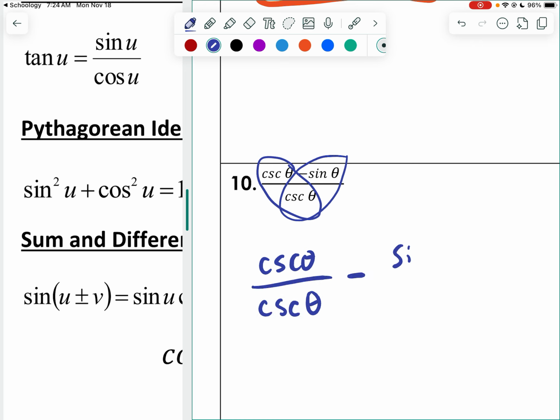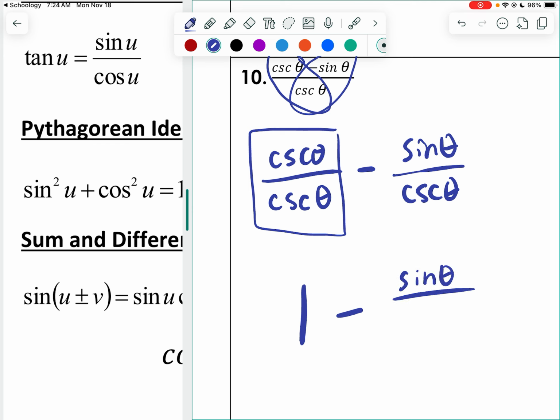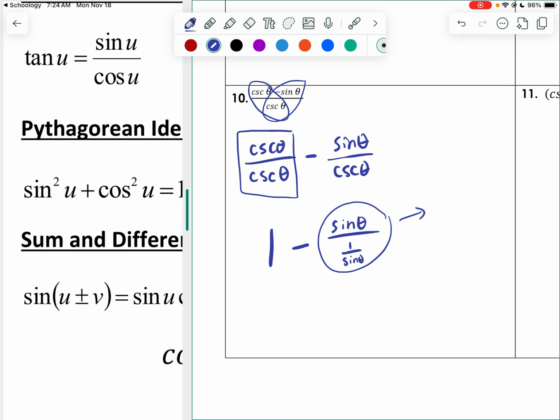minus sine over cosecant. You're allowed to do that, right? I just broke it up, kind of split it up into two. The reason I did that is because of this: cosecant over cosecant, that's just going to be 1. Well, what's sine over cosecant? I can write that as sine over 1 over sine. I'm just going to take this part and do this off to the side. Remember, we don't divide by fractions, we multiply by reciprocals. So this actually just becomes sine squared. So this is 1 minus sine squared.